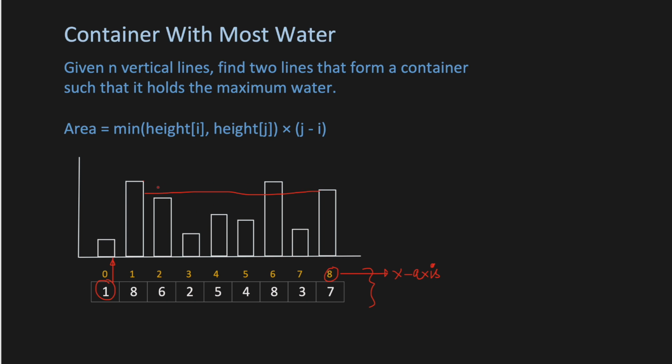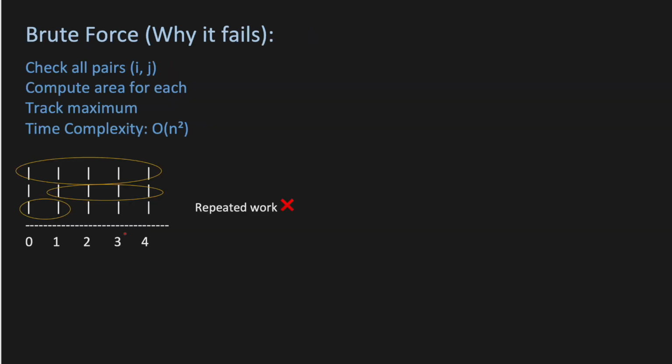As you see, this forms a rectangle, so the area of the rectangle will be determined by the width of this and the length. So here the length is this and the width is this. Width is this.